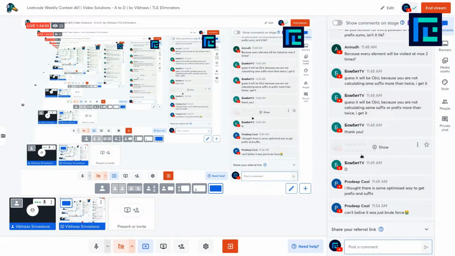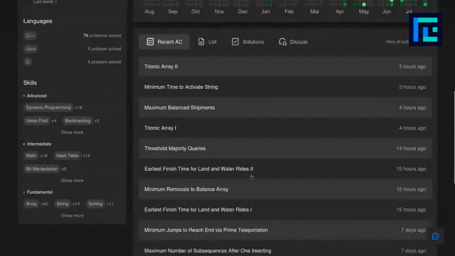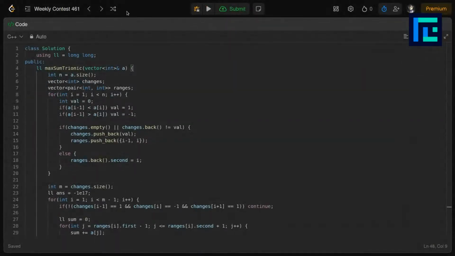Yeah, it was just brute force and greedy. That's it. I guess that's why I found the contest easier, because usually when it's easier concepts, I solve more easily.